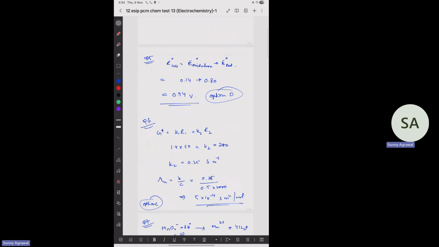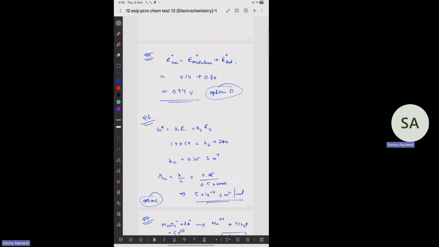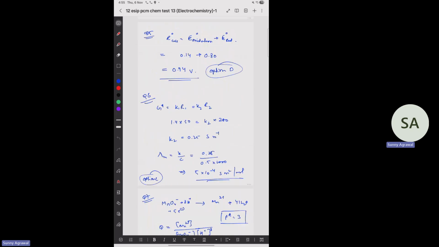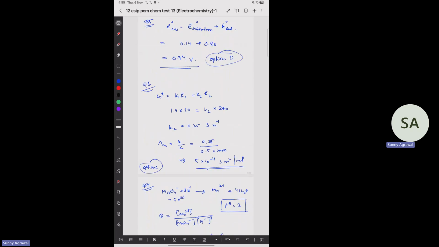And after seeing the values here, we can easily see that silver will get reduced as its reduction potential is positive, whereas tin will get oxidized as its reduction potential is negative. By adding that, we can calculate the value of E cell. So E cell is what? 0.94 volt. Option D is the correct answer.